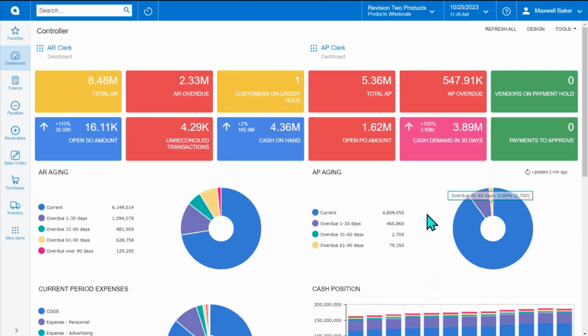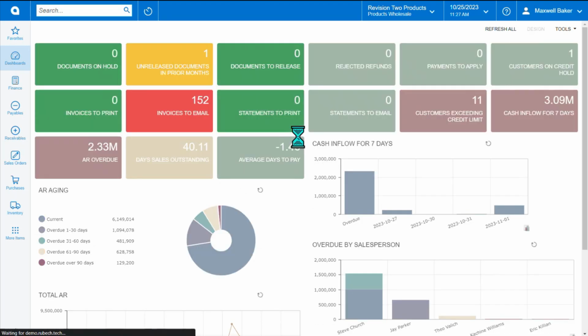At the top of the dashboard, I've got links that takes me to other dashboards. So I'm the financial controller in this instance, and I've got an accounts receivable clerk working for me, and accounts payable clerk working for me. I can then drill into their dashboards to see what they are looking at. So let's look at the accounts receivable dashboard. You can see there's much more detail here.